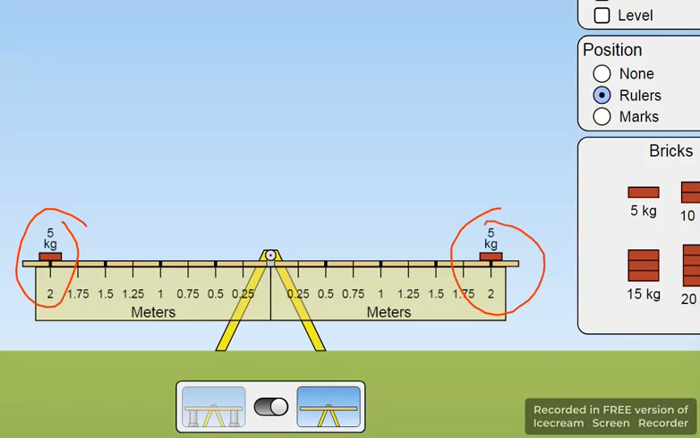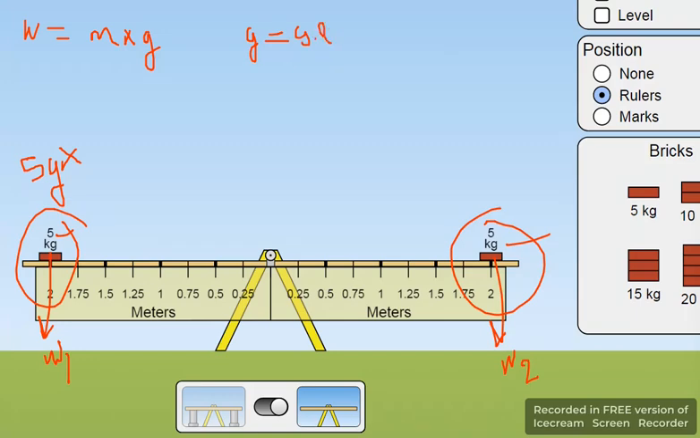If these bricks are already placed, let me calculate the moment of force here. The mass of the object is 5, and if we multiply it by g, you know that the force applying here is the weight of the object. That is W1 and that is W2. The formula for finding the weight of an object is mass into gravitational acceleration, that is small g. The value of small g is 9.8 meter per second square.